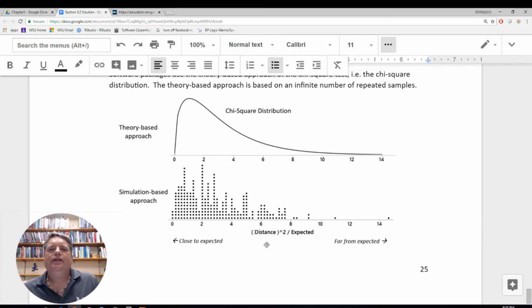Okay, that does it for section 3.2. We will show you several examples in section 3.3 of using a spreadsheet to compute the chi-square test. Okay, thank you.